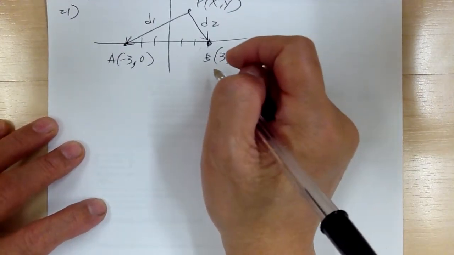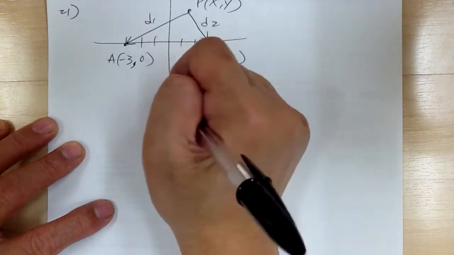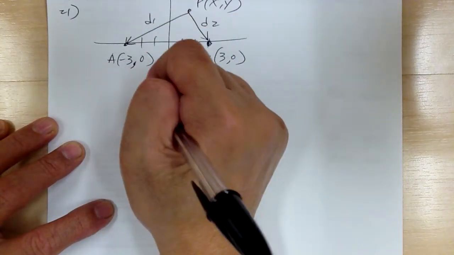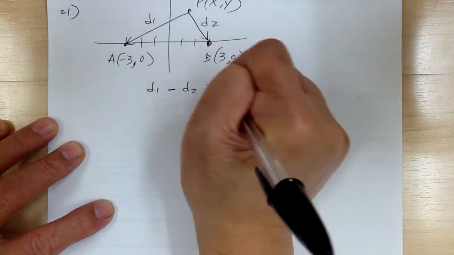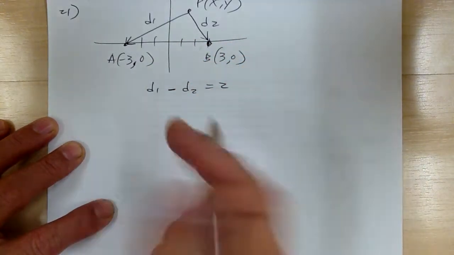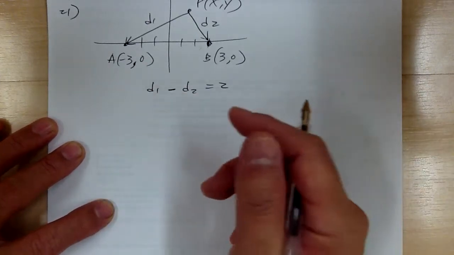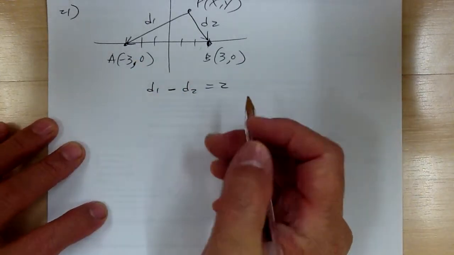And the condition that you have is the difference, so it means subtraction. The difference of the distances is 2. So it means D1 minus D2 equal to 2. Now it doesn't matter if you do D1 minus D2 or D2 minus D1, it doesn't matter, as long as they are different, as long as it is subtraction.